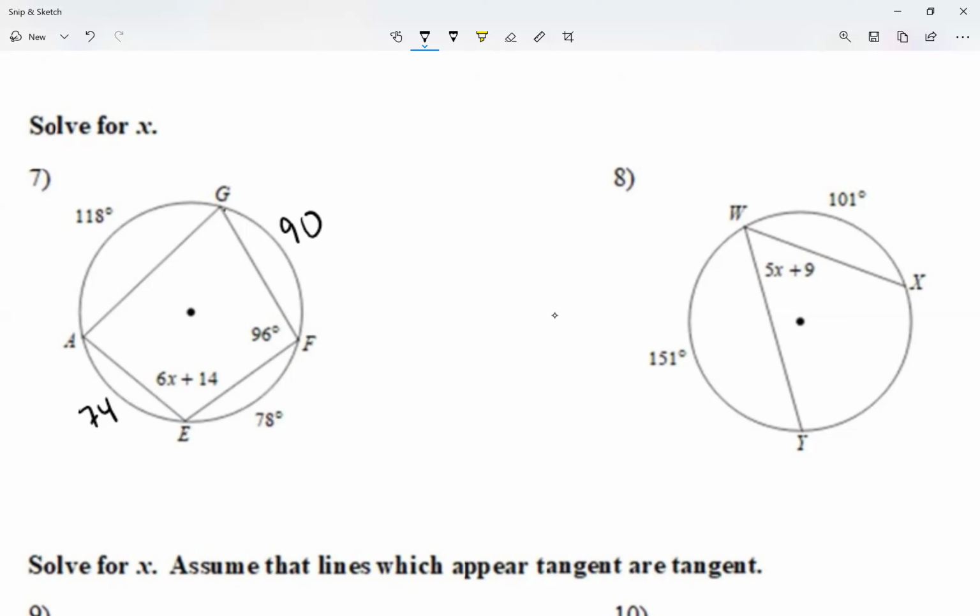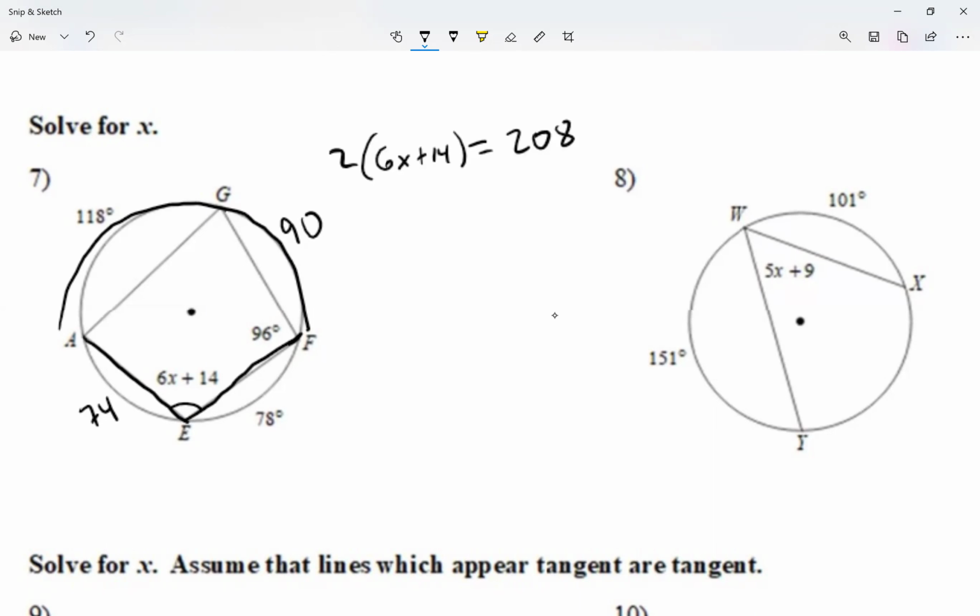Okay, cool. Now I have to figure out x, right? The instructions are solve for x. So I see x is in this angle. So I'm just going to go 6x plus 14. I'm going to multiply everything by 2, right? Because the angle times 2 is equal to the arc that it creates. What's 118 plus 90? 208, right? Okay.